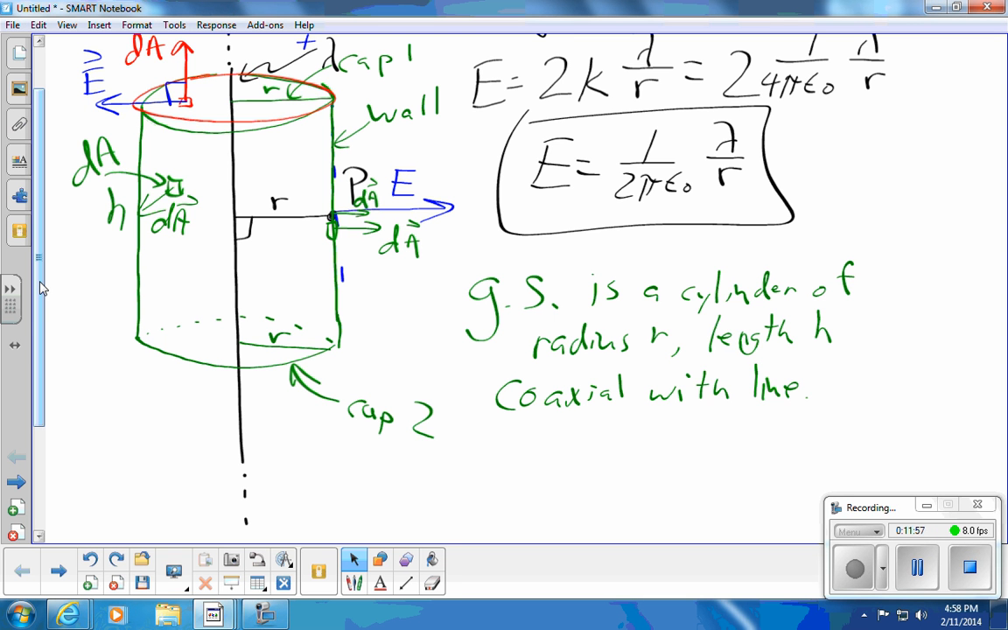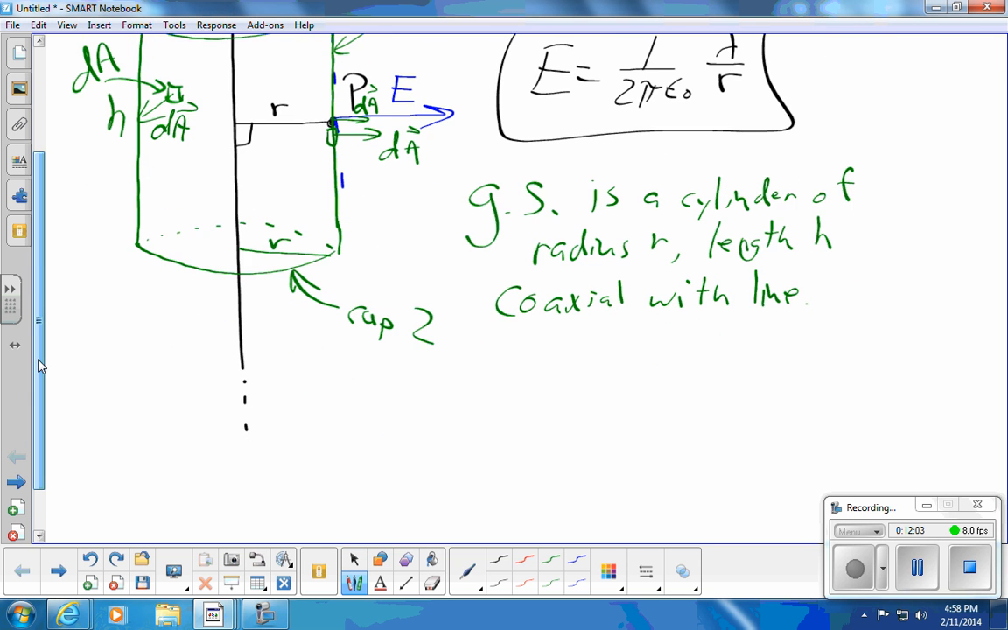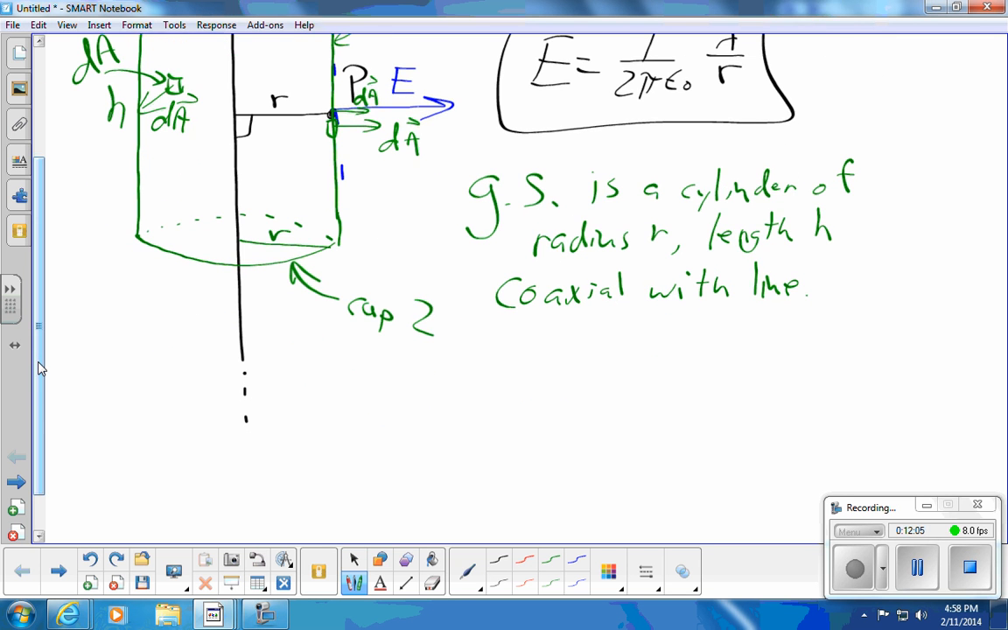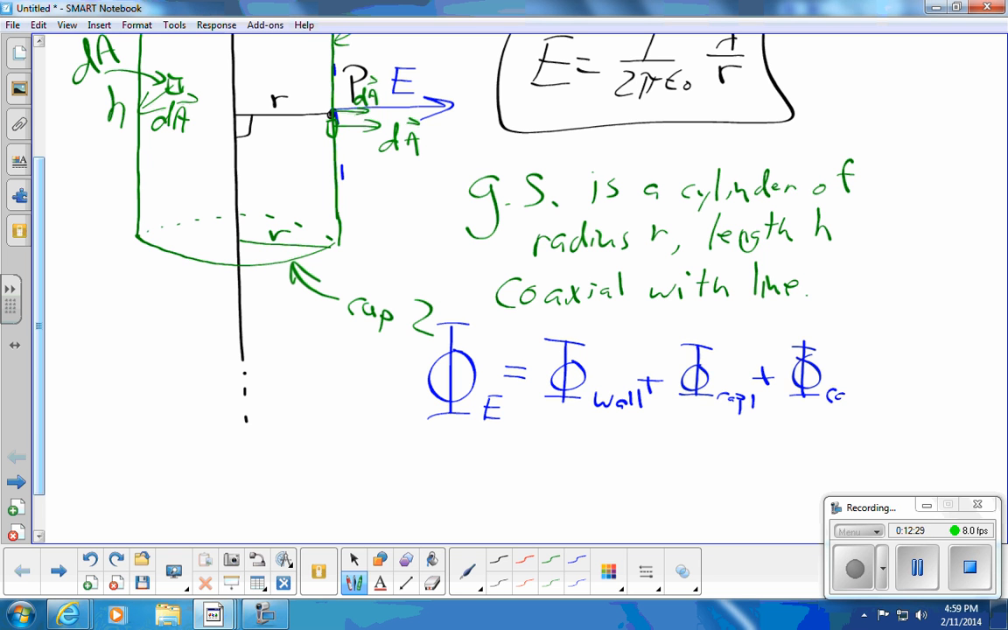So what am I going to do? I've defined my Gaussian surface. Now I'm going to write the definition of flux. Pay attention, boys and girls, because I try to make this as cumbersome as possible, too. The electric flux for this Gaussian surface is actually made up of 3 separate fluxes, because I have 3 separate surfaces. It is the flux through the wall plus flux through cap 1 plus flux through cap 2.